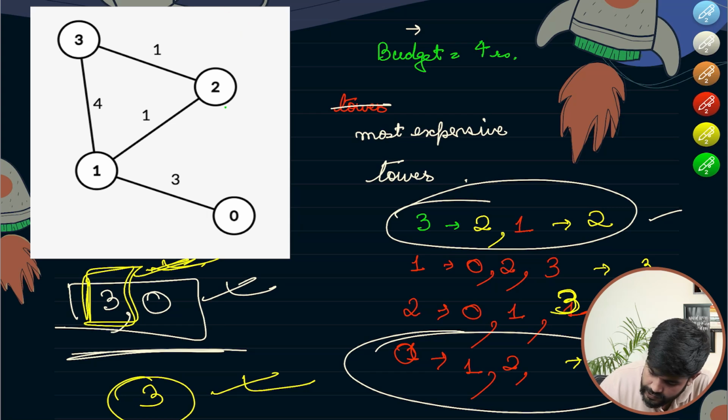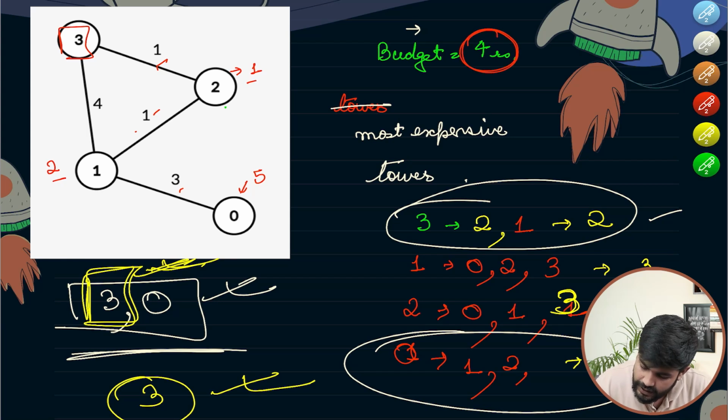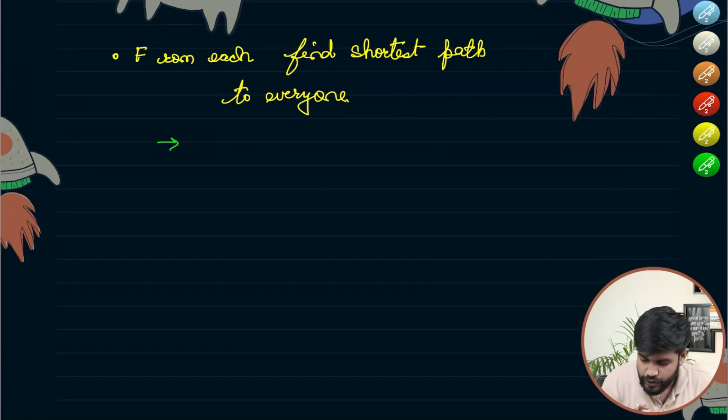If I take hold of 3, the shortest path to 2 is 1. The shortest path to 1 is 1 plus 1, this path. If I take up this path, the distance would be 2 to reach 1, and this one would be 1 plus 1 plus 3, that is 5. Now, all the values which are less than our budget would be considered as an answer, or we would increment the count.